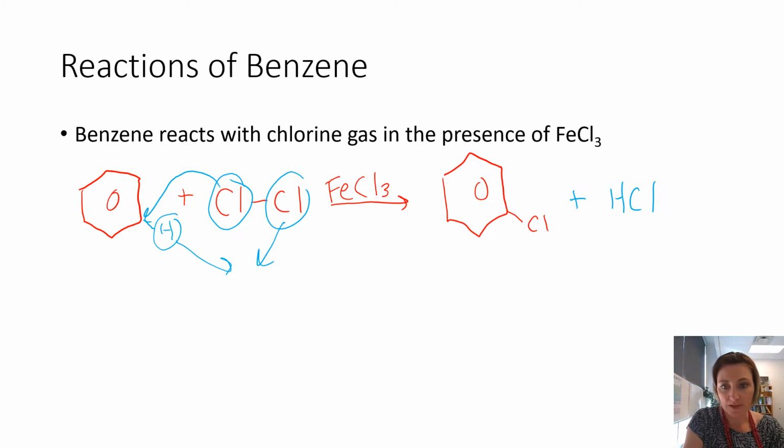And we would name this with benzene as our parent chain. And then we don't have to put the location of the chlorine since it's the only group on there. So I could just call this chlorobenzene. And chlorobenzene is one of the first reactions in the synthesis of DDT.